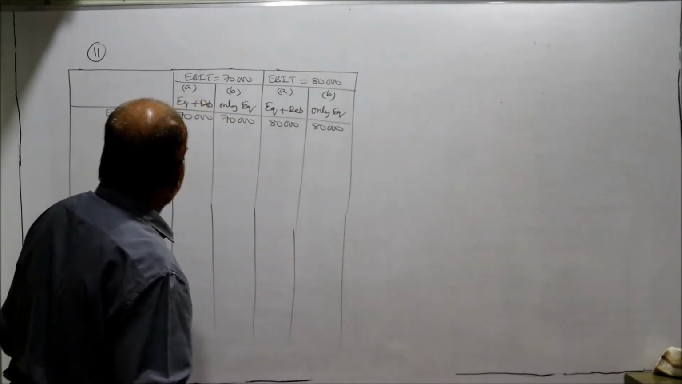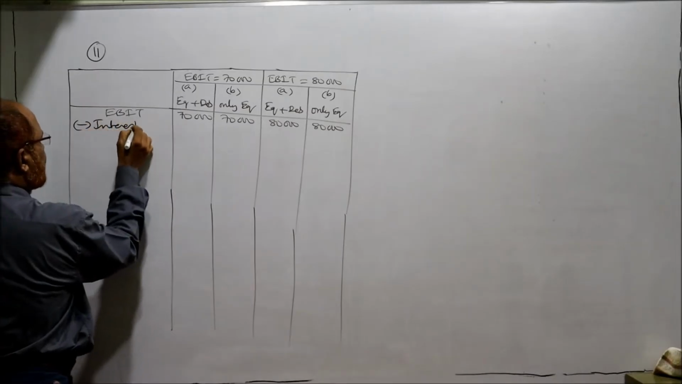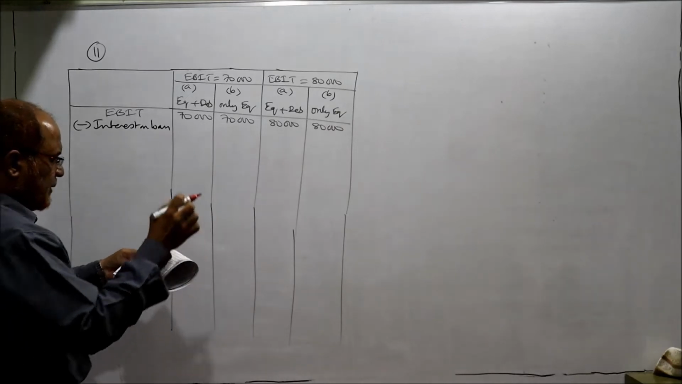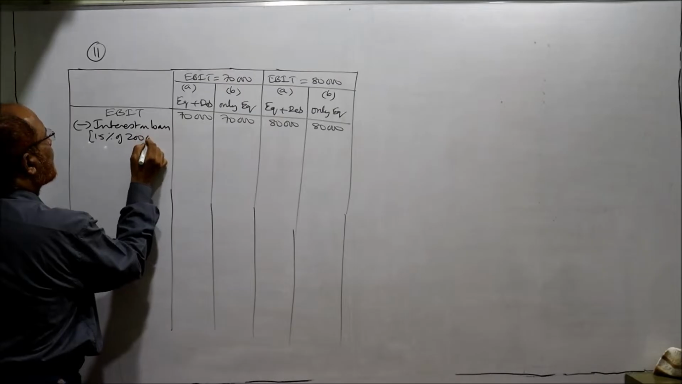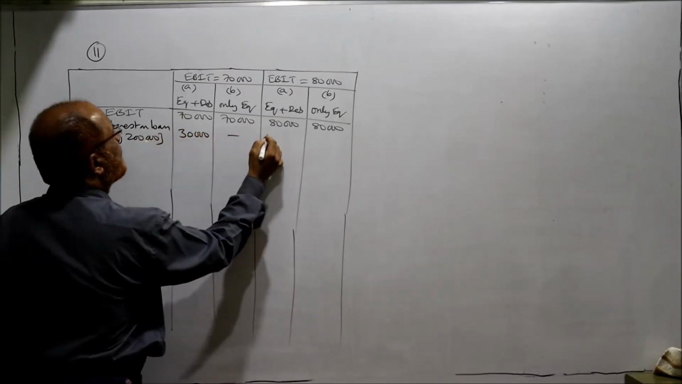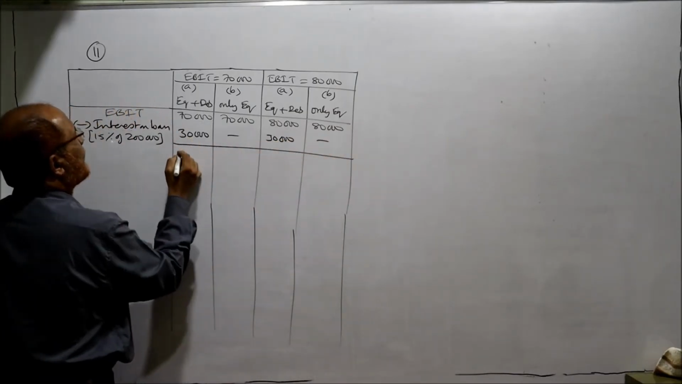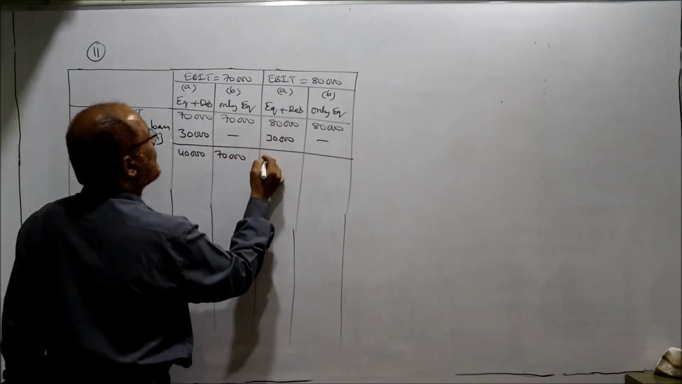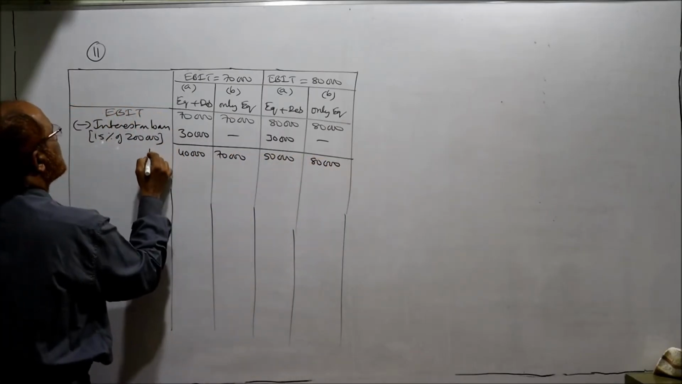Now from EBIT we deduct interest on loan. Interest is 15% of rupees 2 lakh, 30,000. So it will become 40,000, 70,000, 50,000, 80,000. This is PBT.